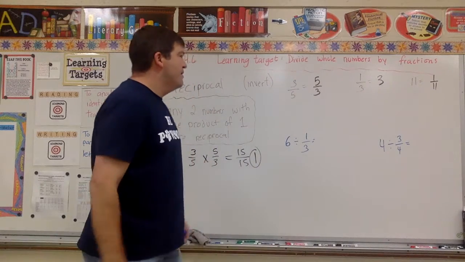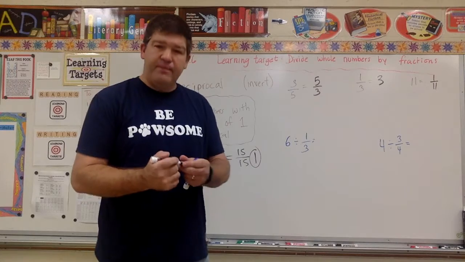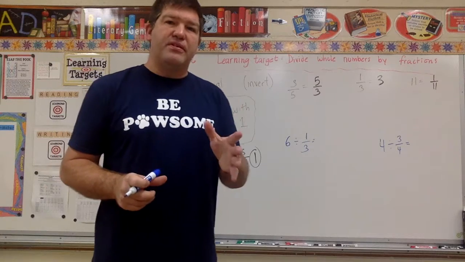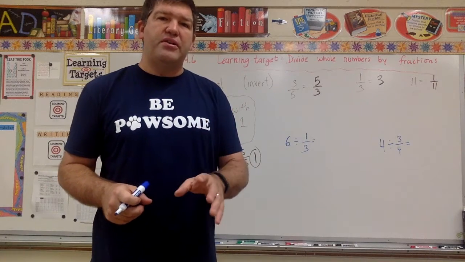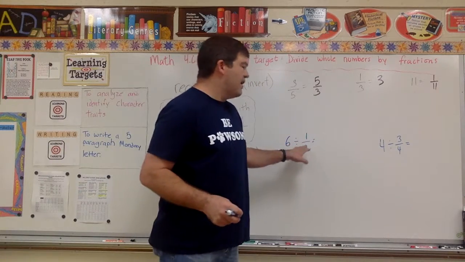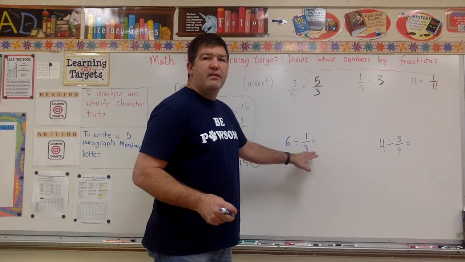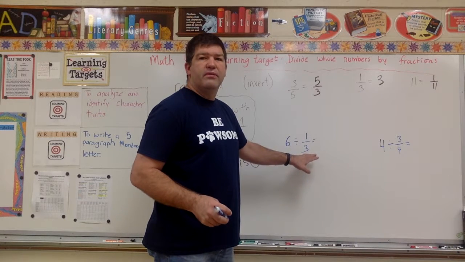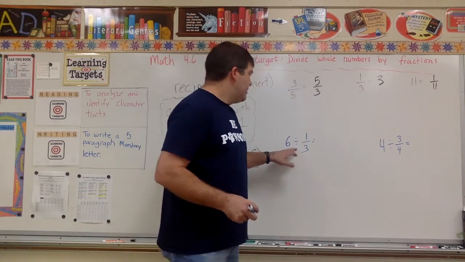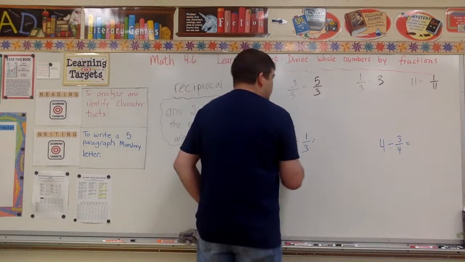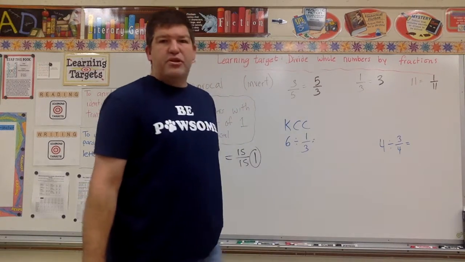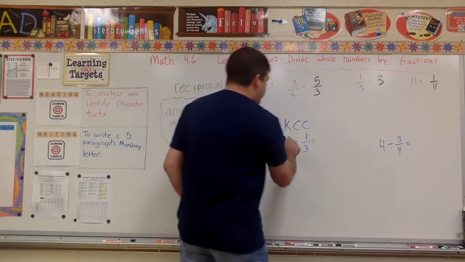All right? Now, the reason why you need to find the reciprocal is because when you divide, you keep the first number and then you change the second one, what you're dividing it by. So 6 divided by 1/3. 6 I'm going to keep. This 1/3, I'm going to get the reciprocal. So I'm going to invert it, change it, flip. And this is what I always say: KCC. Keep, change, change.